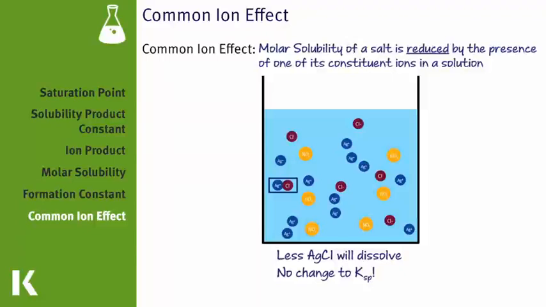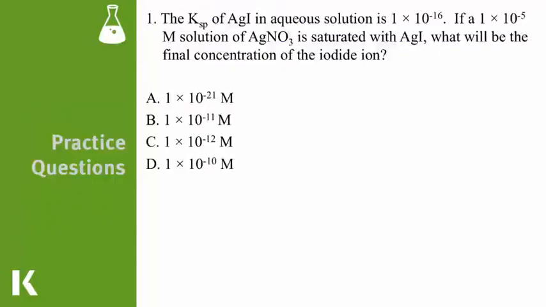Importantly, the KSP of silver chloride does not change. Only temperature would change KSP. It is the X value, molar solubility, that will be different if you were to run a calculation on this solution. Let's practice our solubility calculation skills with this example problem.